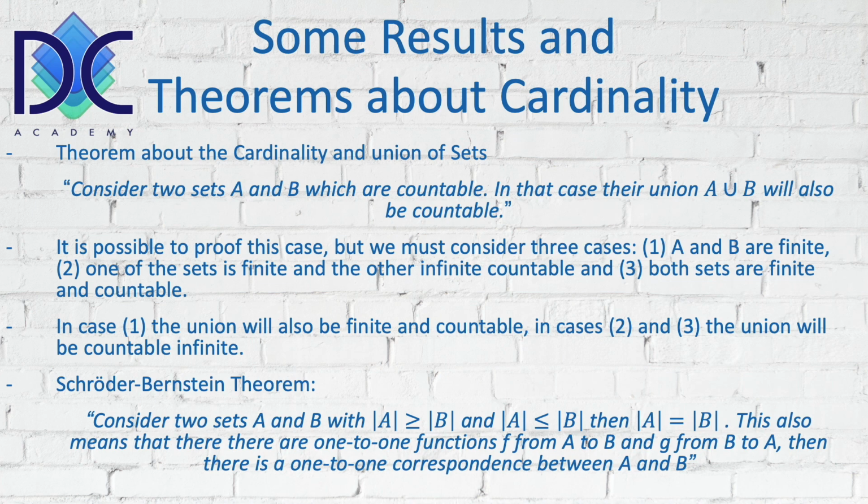This also means that there are one-to-one functions f from A to B and g from B to A, and that also means that there is a one-to-one correspondence between A and B. So basically, this is the theorem that states the relationship when the cardinality of A is larger than or equal to B, and the cardinality of A is smaller than or equal to B. In that case, they both have the same cardinality.